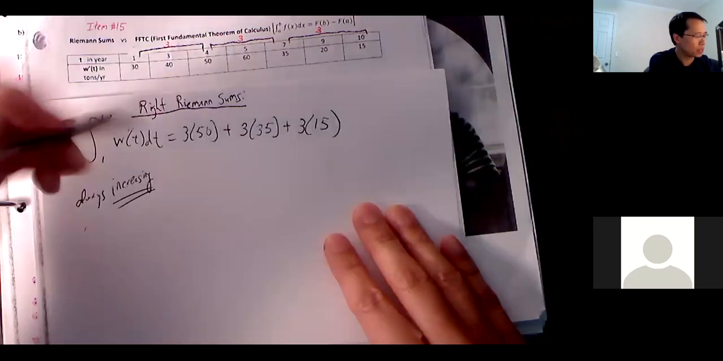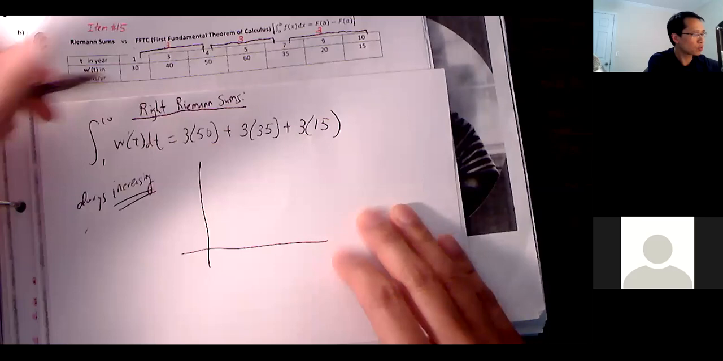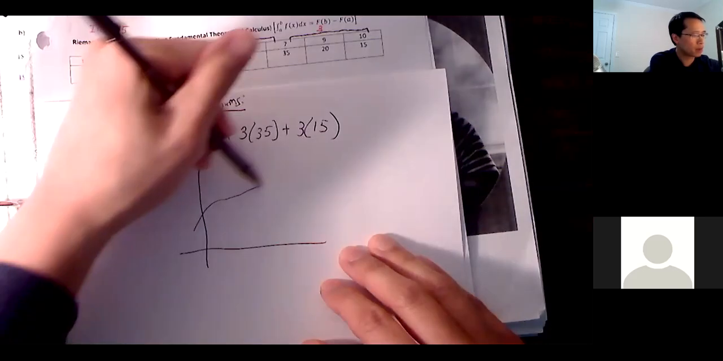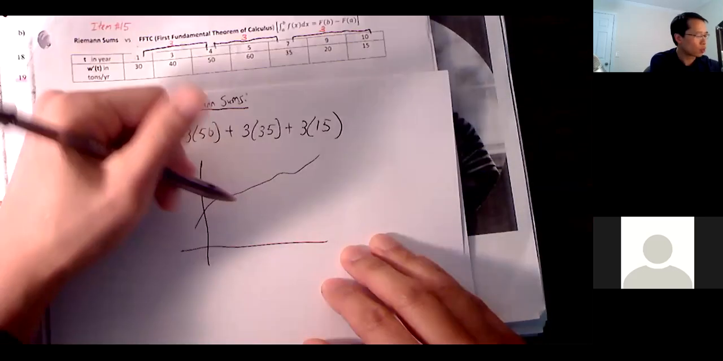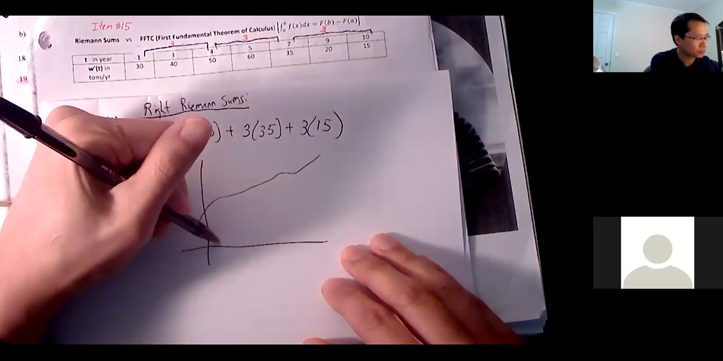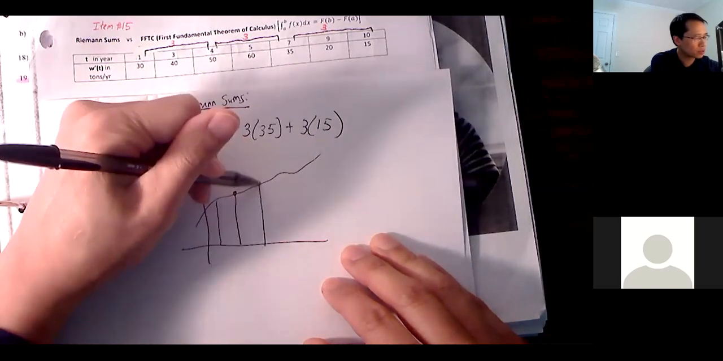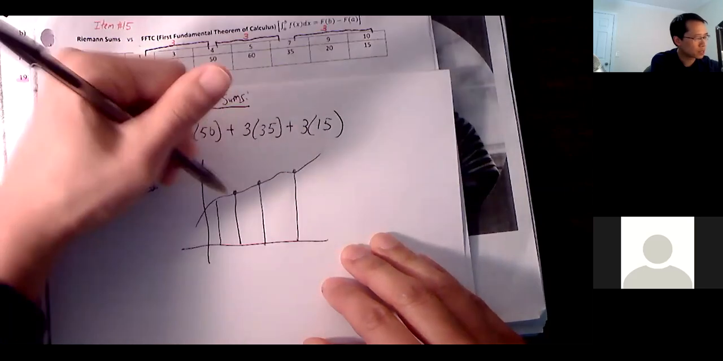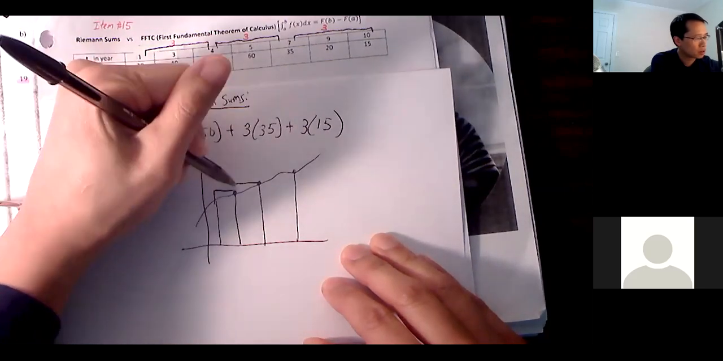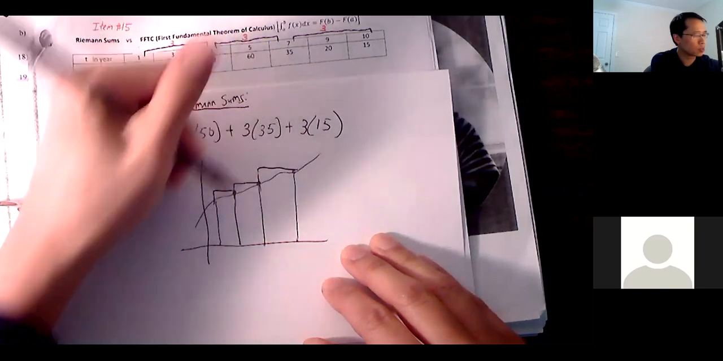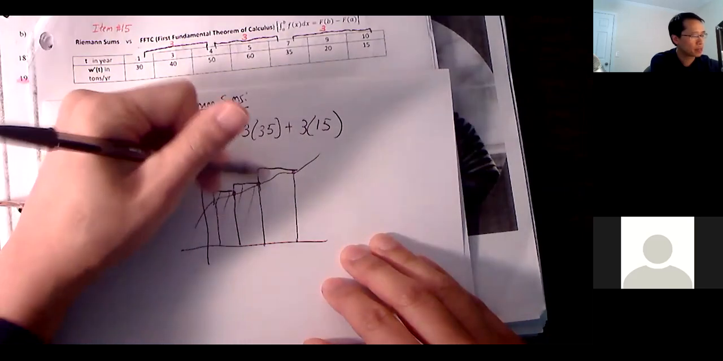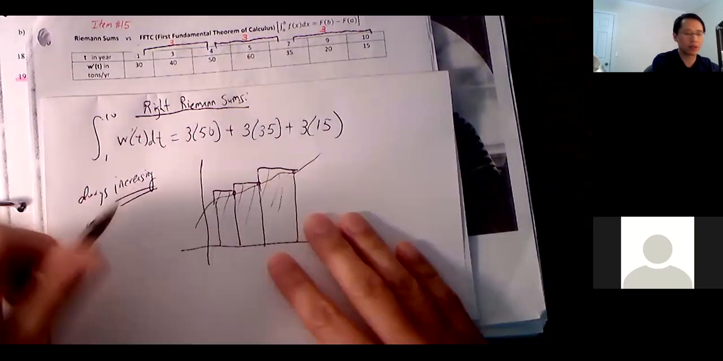Then what we can do is give yourself a visual, create a graph that's always increasing, and then the right Riemann sum, that means we're attaching the right endpoint to represent the height of each rectangle. Right Riemann sum in this case is going to be an over approximation because we have portions that are going to stick above.